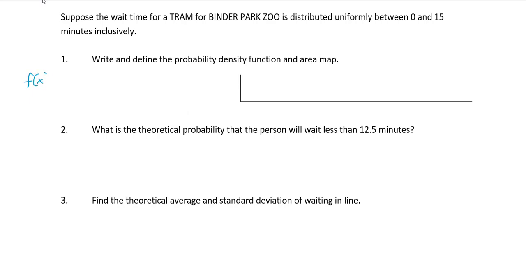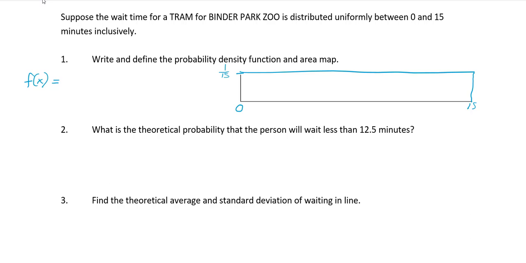First of all, f of x, which is saying the function, is equal to. Now, it looks like I have to go between 0 and 15 minutes, so maybe doing a little bit of work on my area map will help me create my function. So I know I need to go between 0 and 15 minutes. And the height of this function has to be 1/15. And the reason why the height has to be 1/15 is because this entire rectangle is 15 units wide. Let's see if I can draw a straight line here.